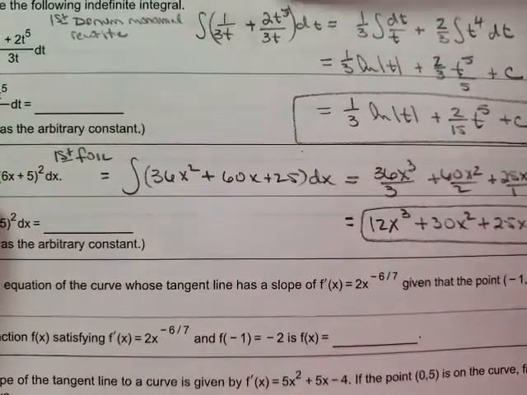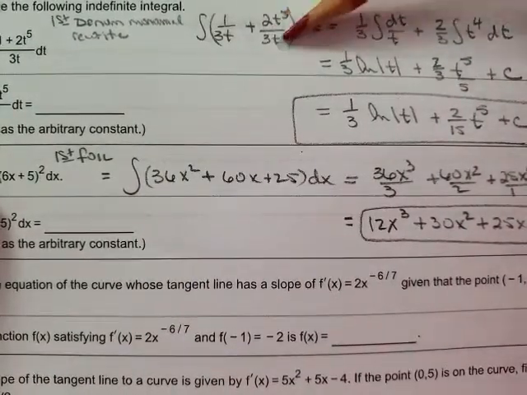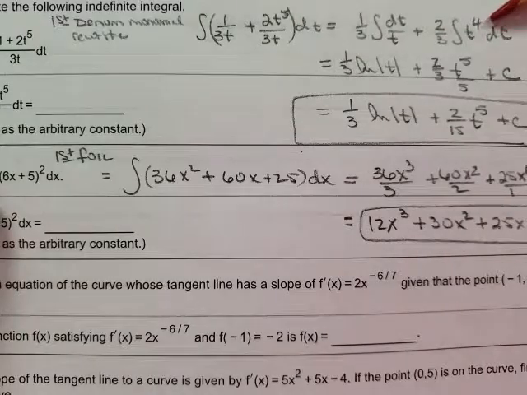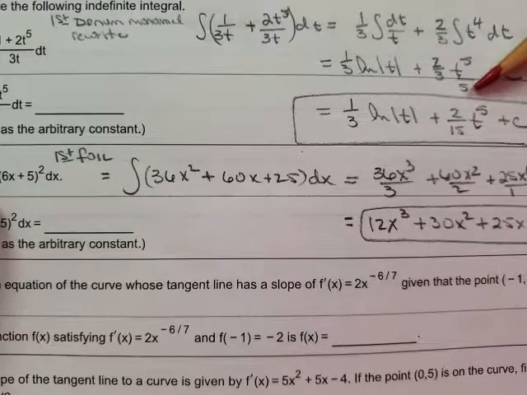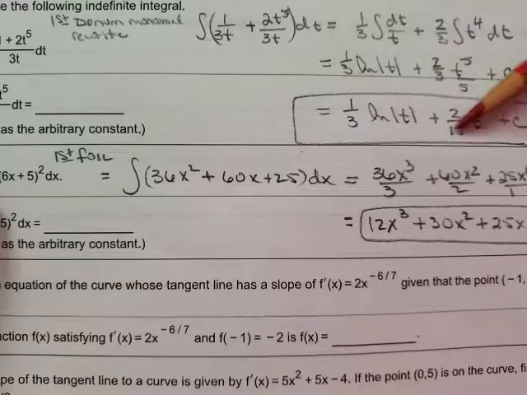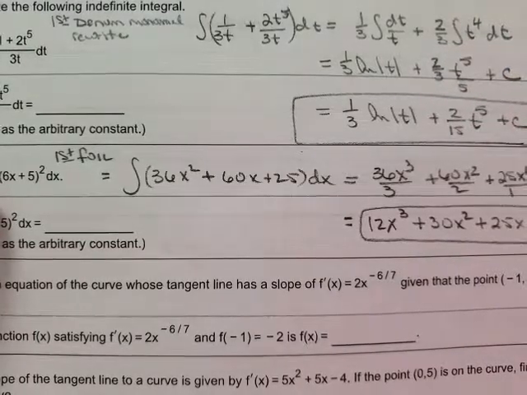On the second term, this became 2/3, but then that's t to the 4th dt. T to the 4th, you add 1 to that power, divide by that new power of 5. Therefore, that became 2/15 t to the 5th plus c.